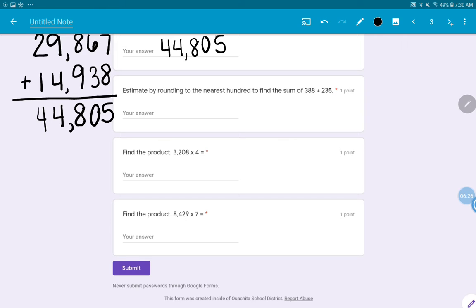Next, we're going to estimate by rounding to the nearest hundred to find the sum of 388 plus 235. So I'm going to round each of those numbers to the nearest hundred. 388 rounded to the nearest hundred. I have 300s. If I look, 88 makes me closer to 400 than 300. So I've got 400 plus 235. I have 200s, and 35 is less than my midpoint, so that will round to 200. 400 plus 200 equals 600.